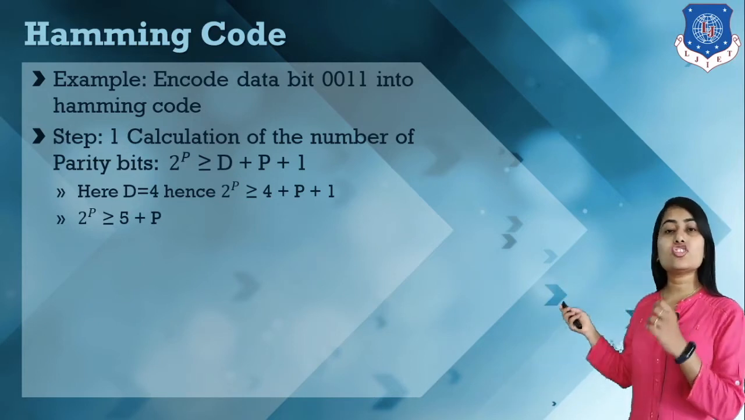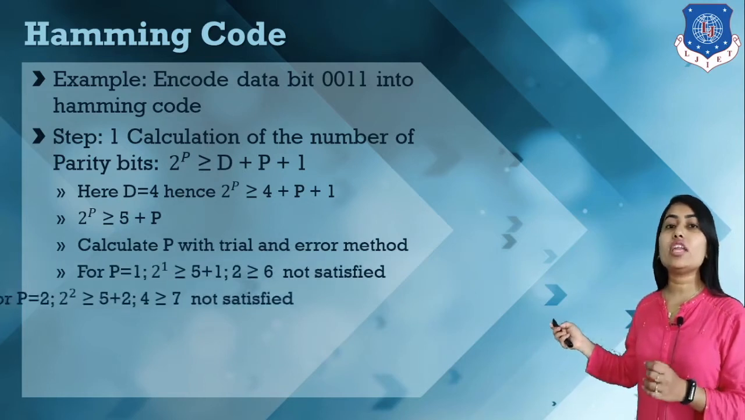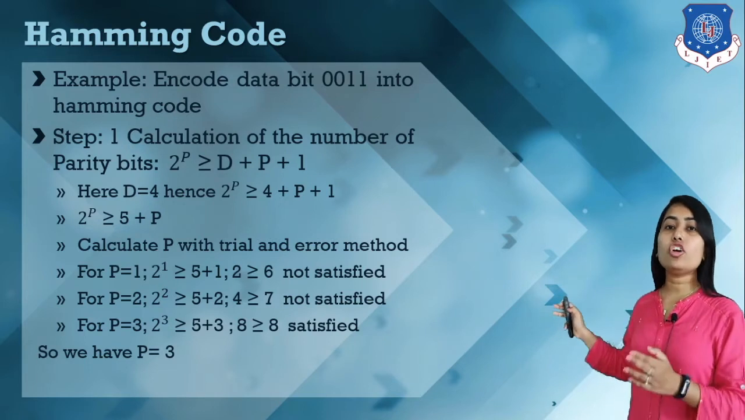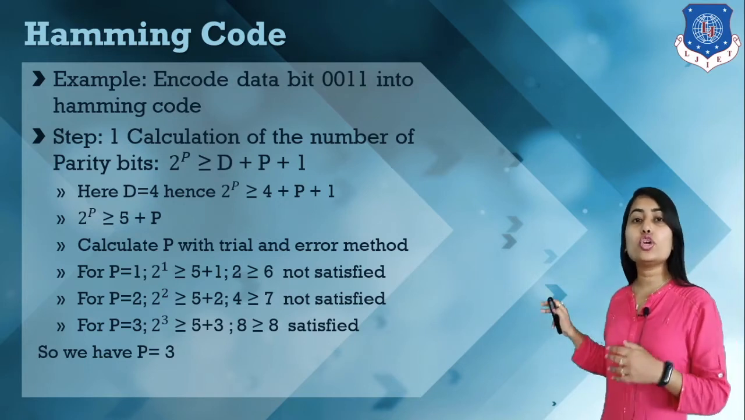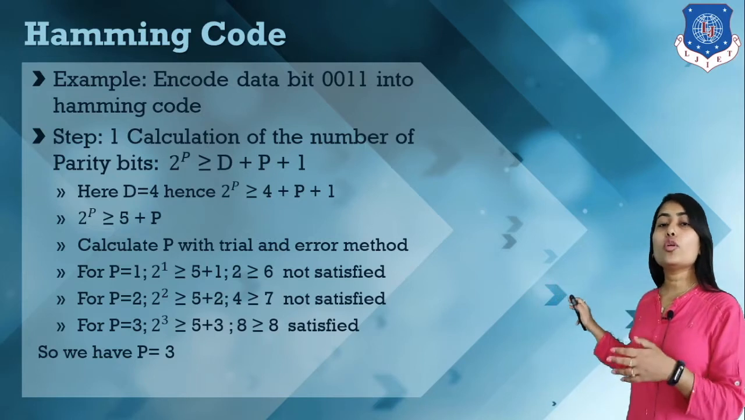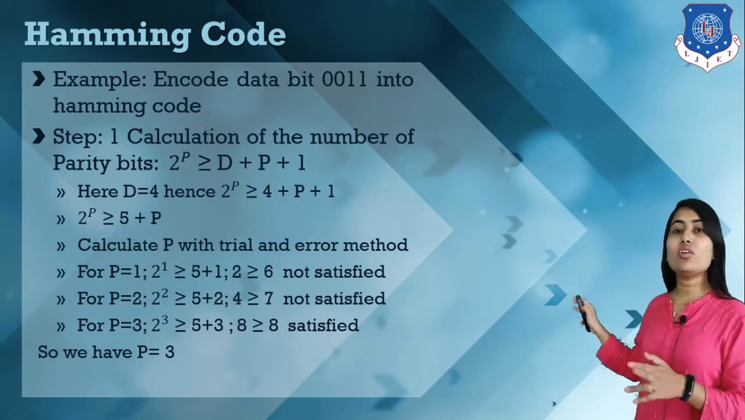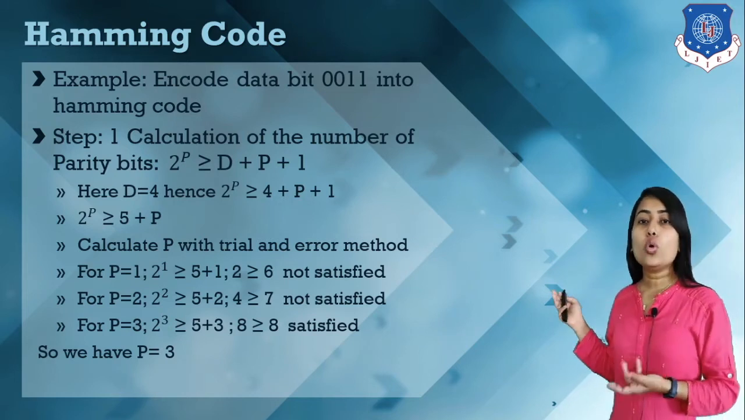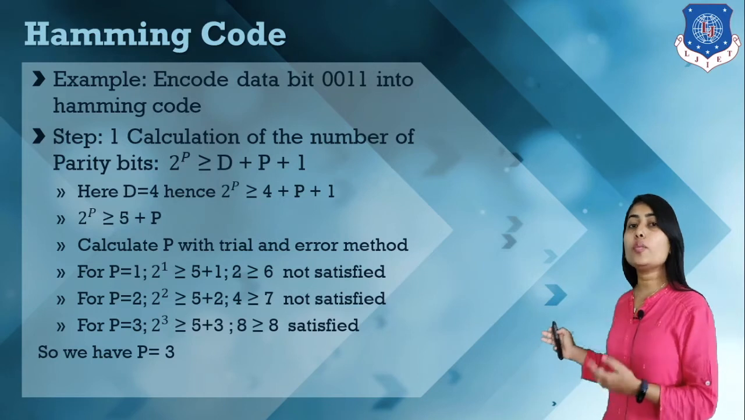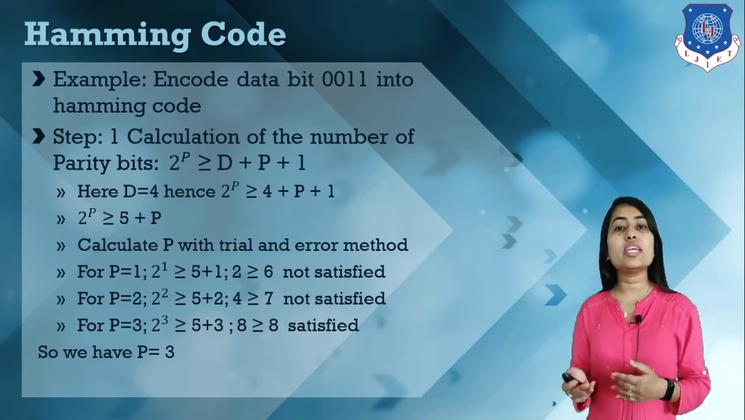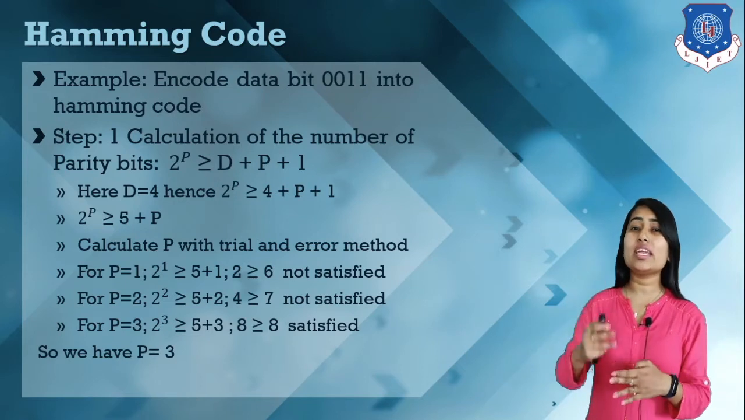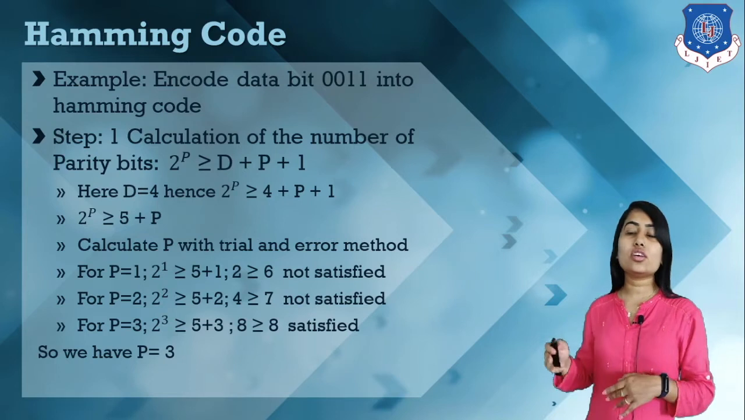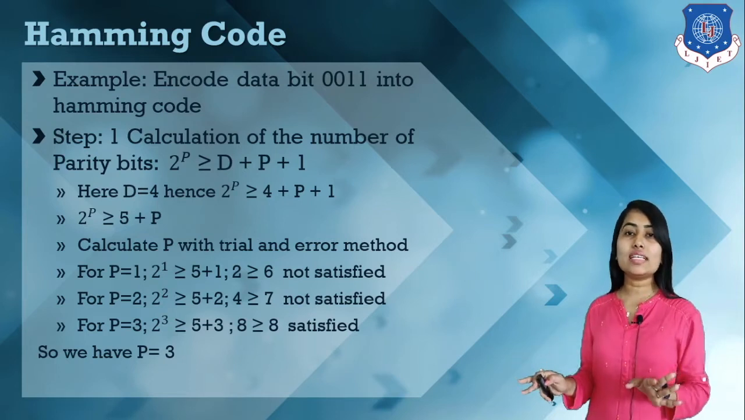Using the trial and error method we can calculate the exact value of p. If we put p equals 1, 2 raised to 1 is 2, and 4 plus 1 is 5. So 2 greater than or equal to 5, and this inequality is not satisfied. Then try p equals 2. 2 raised to 2 is 4, greater than or equal to 5 plus 2, which is 7. So 4 greater than or equal to 7, and this inequality is also not satisfied.